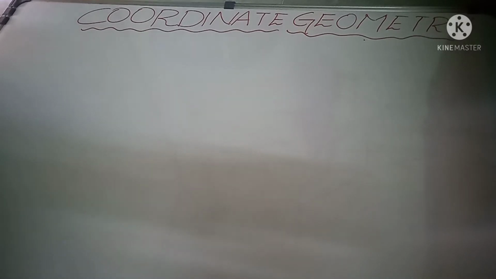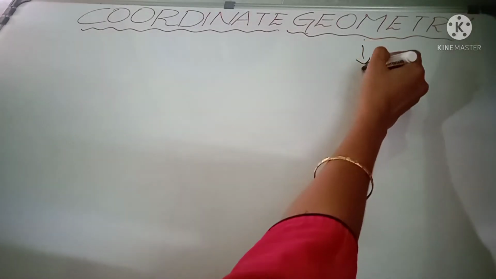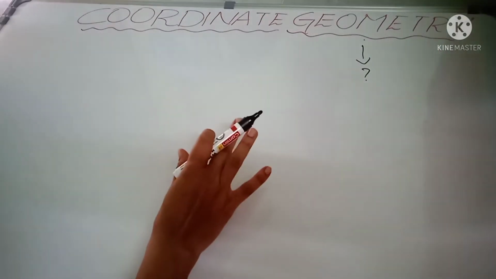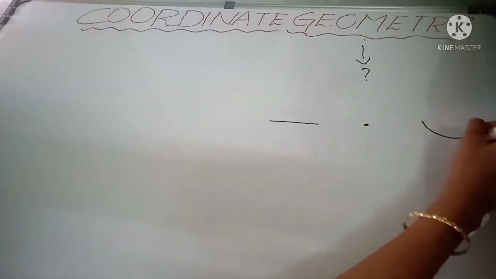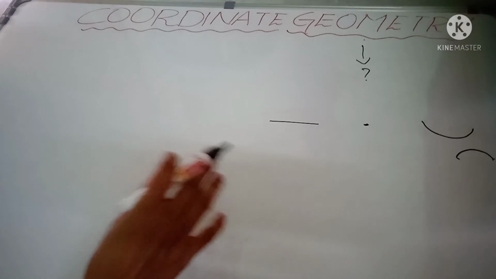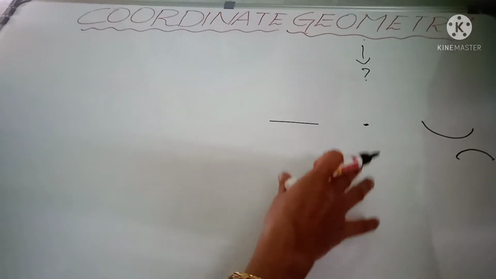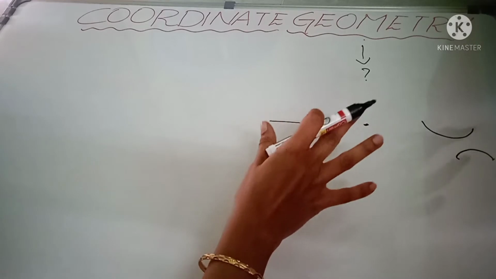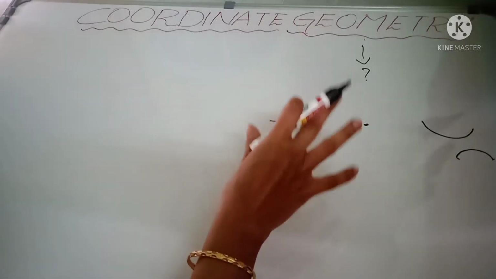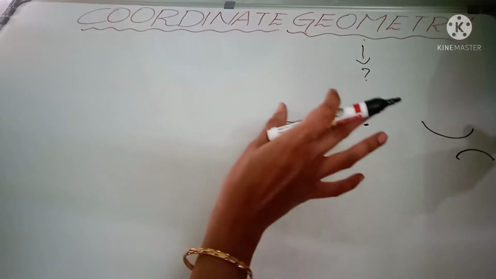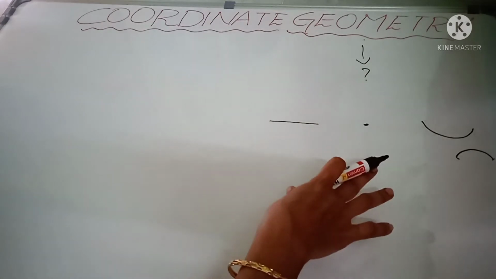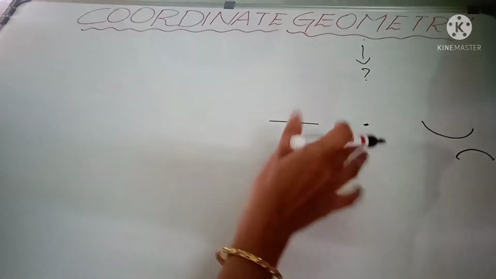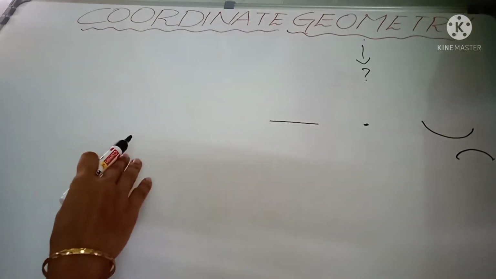So what is coordinate geometry, and what is geometry? Geometry studies lines, points and curves, and these are all drawn on a surface. It is a branch of mathematics that studies lines, points and curves drawn on a surface. That is known as geometry.